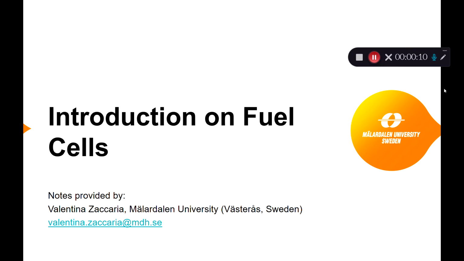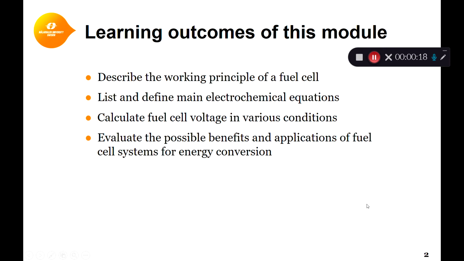Let's start with an overview on fuel cells, what they are and how they work. After this module, you will be able to describe the working principle of a fuel cell, to list and define the main electrochemical equations that describe how a fuel cell works, calculate the fuel cell voltage in various conditions, and to evaluate the possible benefits and applications of fuel cell systems.